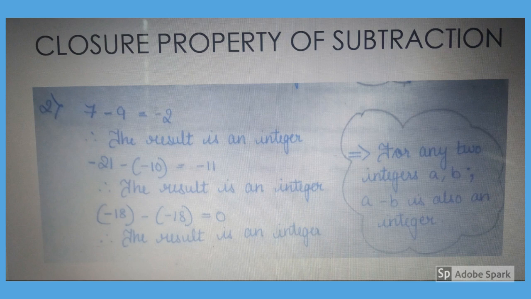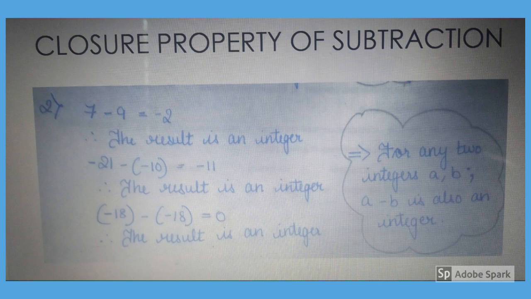So now we proceed to closure property of subtraction. So you know what closure property states, that whenever an integer is subtracted or added, the result should also be an integer. Okay, so that is the closure property definition, and let's see whether it's true for subtraction. So 7 minus 9 is equal to minus 2. So minus 2 is also an integer, therefore the result is an integer.